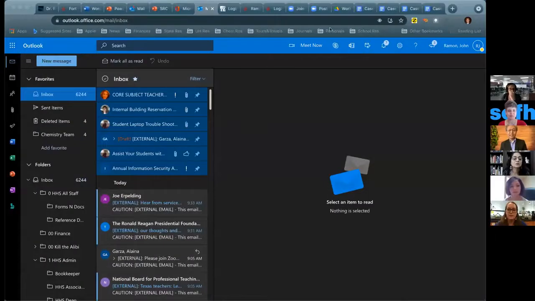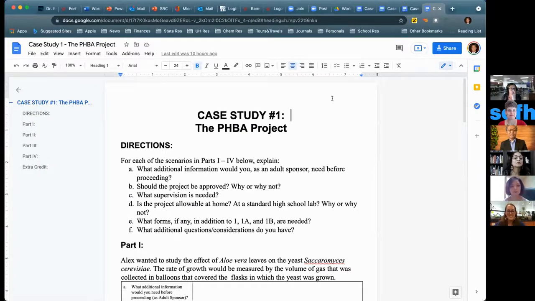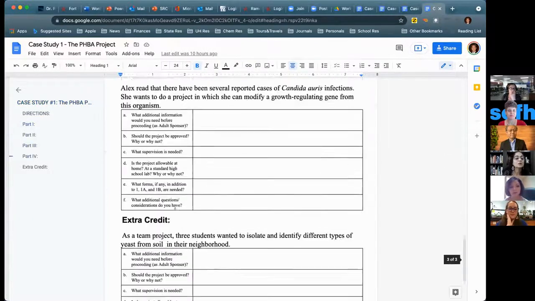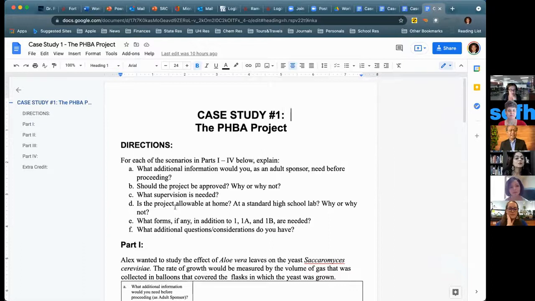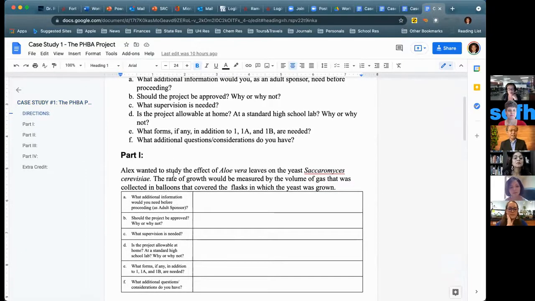And if I can share my screen, let me see if I am allowed to. Oh, cool, I am. Okay, something like this one. So this is a case study. It's about potentially hazardous biological agents. What we want you to do is answer these questions, and there are multiple parts to it, adding depth and complexity to the scenario.